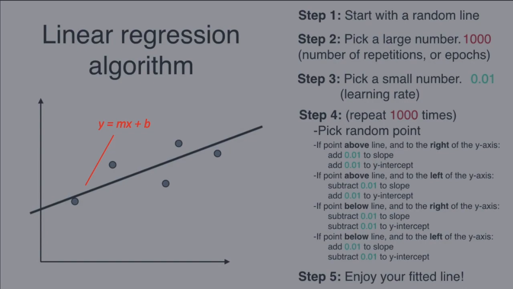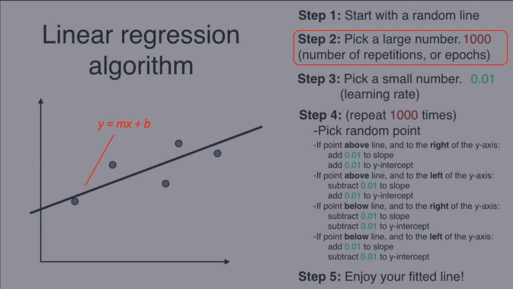How do we find those coefficients? Let's follow the steps of the algorithm. Step 1. Start with a random line. In other words, pick random values for the slope m and y-intercept b.